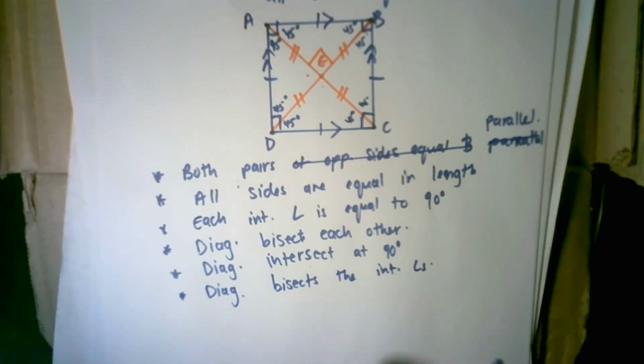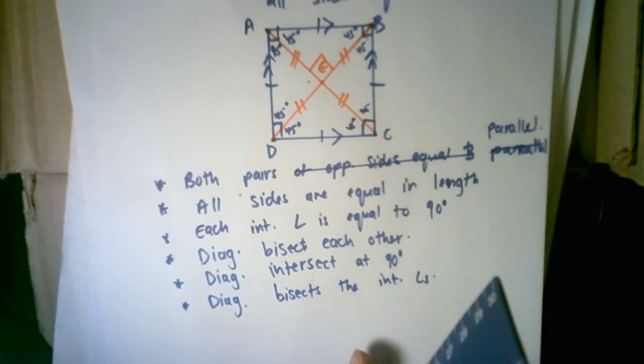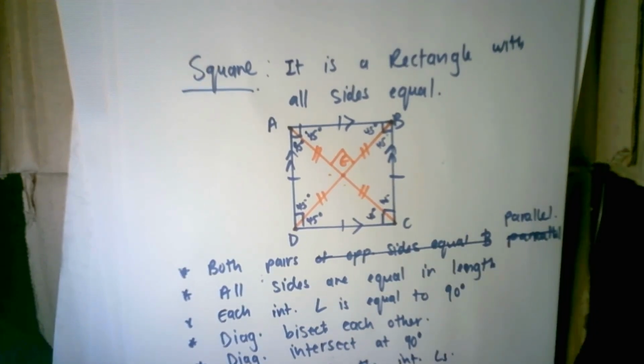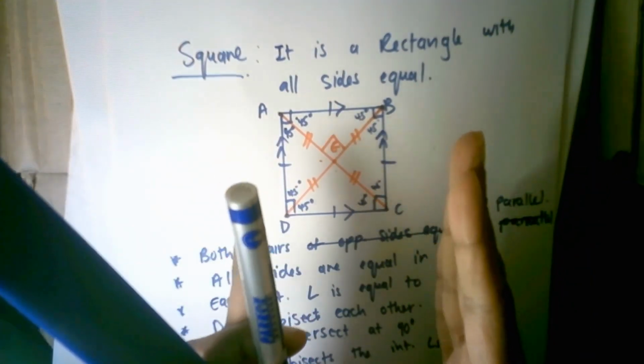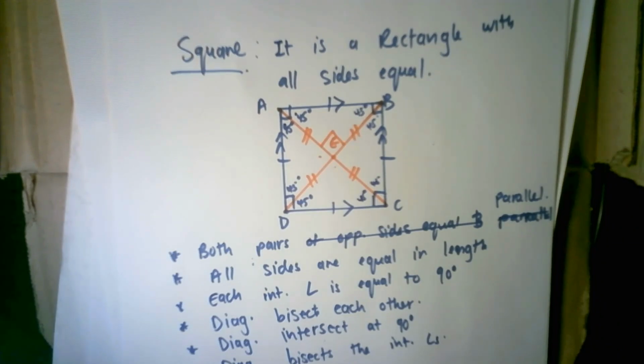Now let's move on to the rhombus. So the rhombus is quite interesting. It's like having a square that's drunk. It's just slanted to the right or to the left. So it's basically a square that's tilted. That's the informal definition to think of it.